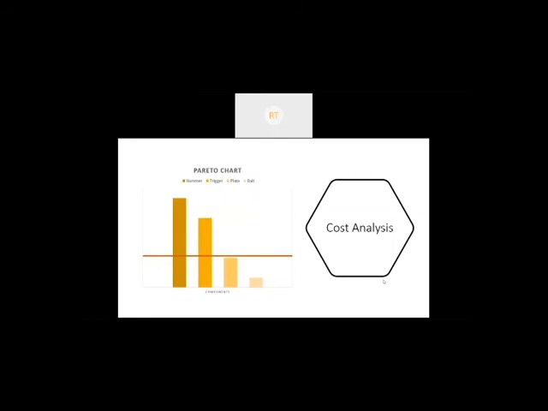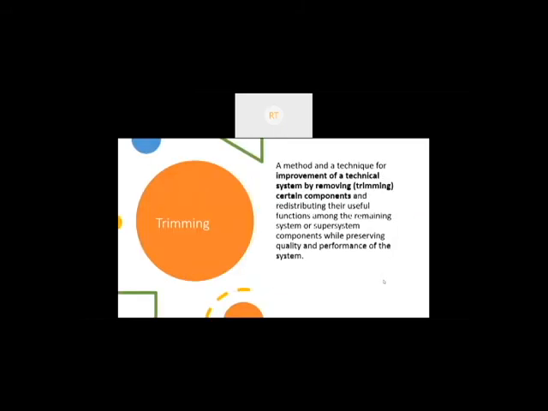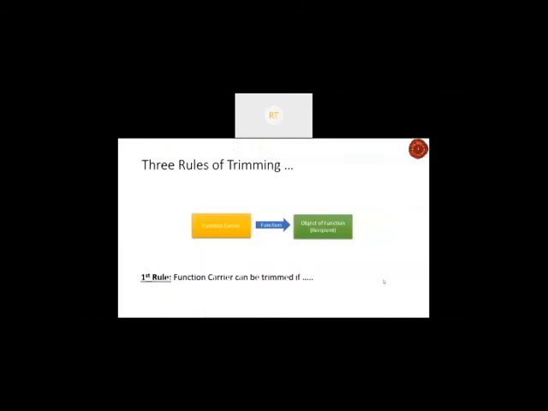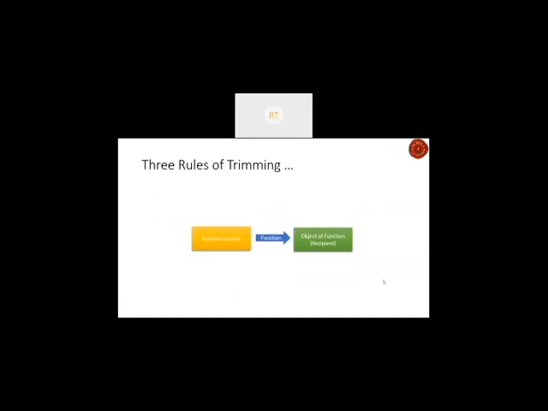Now we understood what trimming is. It's a method and technique for improvement of a technical system by removing certain components and redistributing their function among the remaining system or super system components while preserving the quality and performance of the system. There were three rules. If the object of the function itself is removed, then the function carrier is not needed. That was the first scenario, called radical trimming. In the second scenario, the function carrier can be removed if the recipient itself performs the function on itself. You don't need somebody else to perform that function.